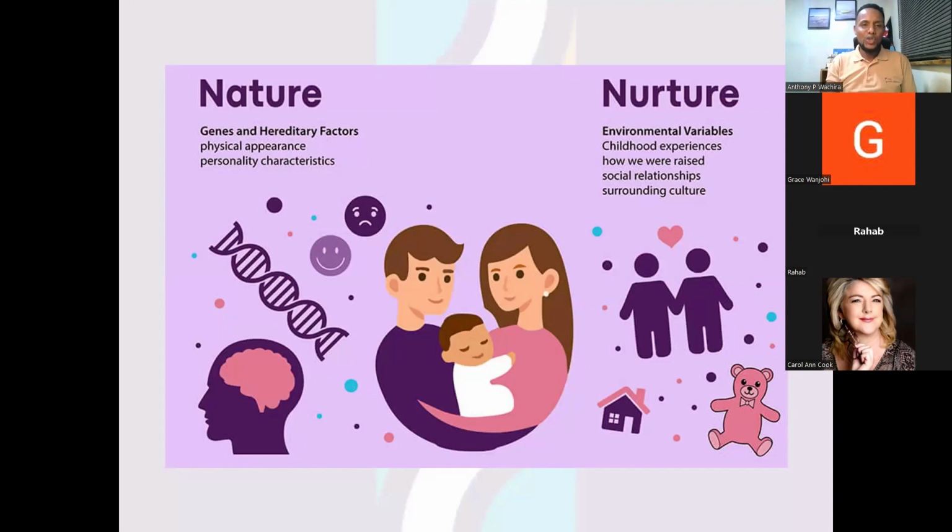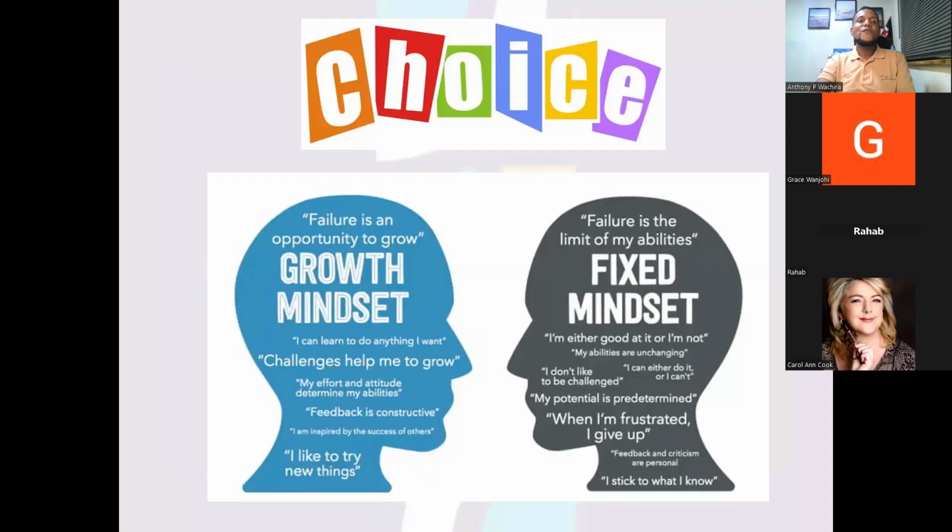Because they are the ones that taught you. You do take some things from the environment, the community, the school, etc. But I want to add another factor that we often forget, which I actually believe is more powerful than nature and nurture, and that is choice. So we are actually a product of nature, nurture, and choice.